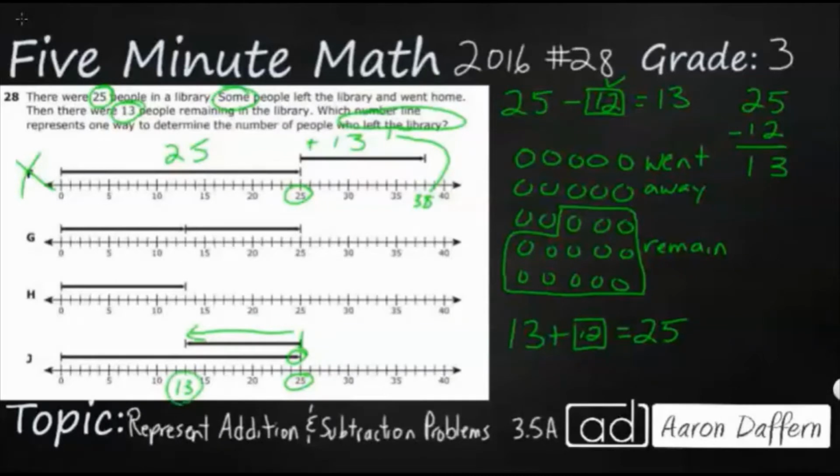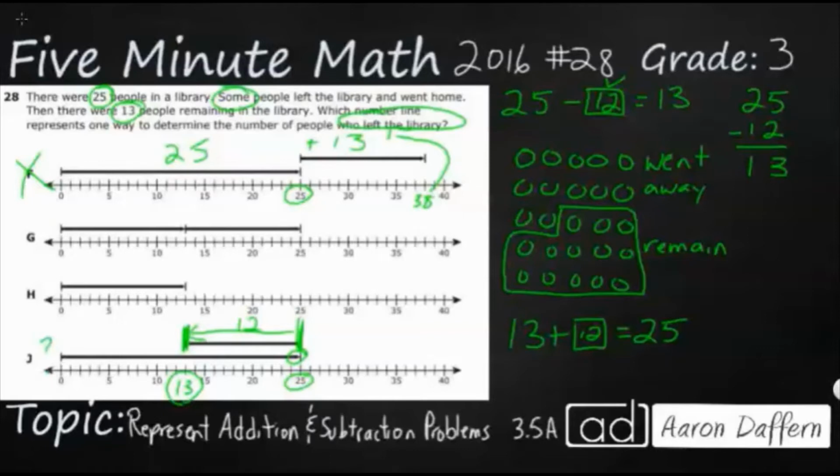And so what we could do is figure out how many people left the library. Well, you can count to see how many ticks this line is, and it's going to be 12. And so this looks like it's going to represent 25 minus 12 to get you to 13. So I'm thinking this is it.